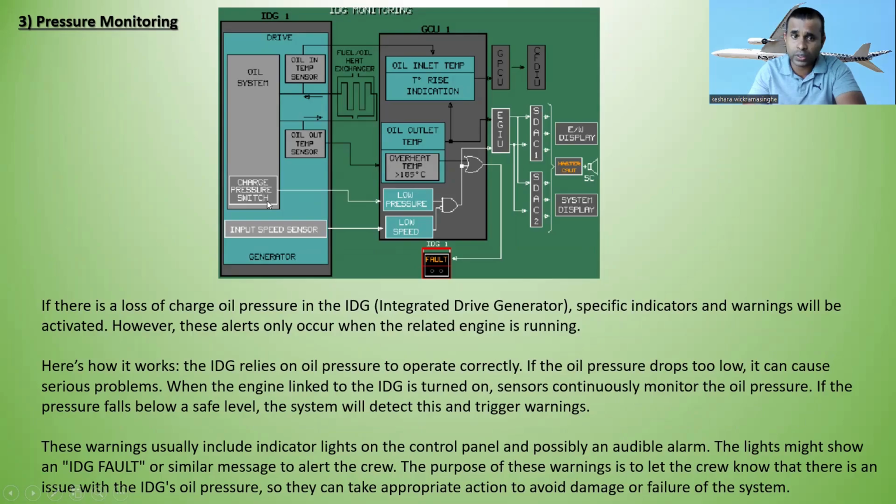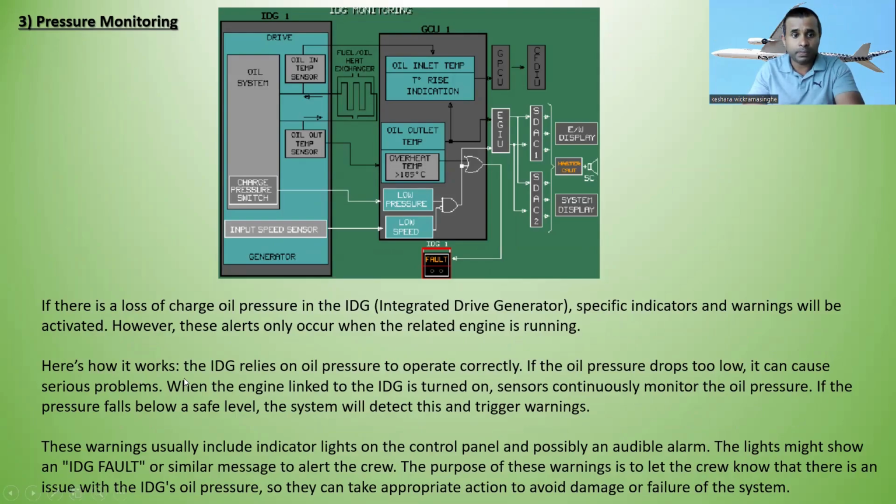Now the pressure monitoring. Here the charge pressure switch is over there, and the input speed sensor. If there's a loss of charge oil pressure in the IDG, integrated drive generator, specific indications and warnings will be activated. However, these alerts only occur when the related engine is running. For example, for the left IDG, only when the left engine is running.